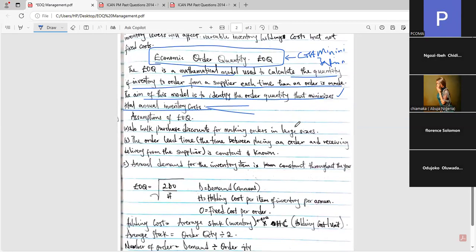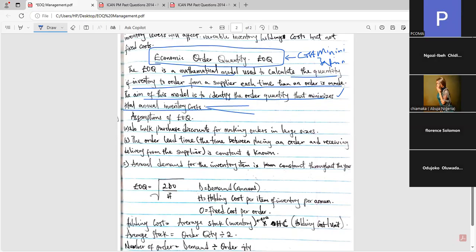Now for EOQ, because it's a mathematical model, I know at times that anything mathematical or scientific must have assumptions. They said whatever goes up must come down. It's not everywhere. You go to space, you will not come down. So there are assumptions to the rule.